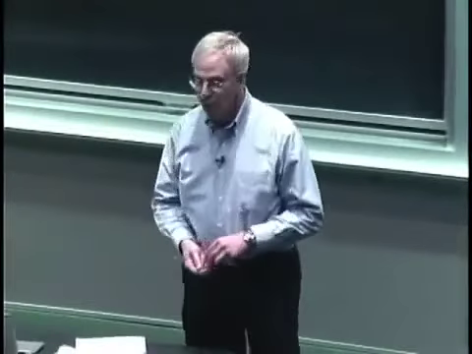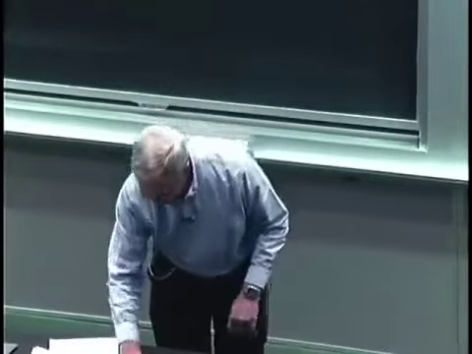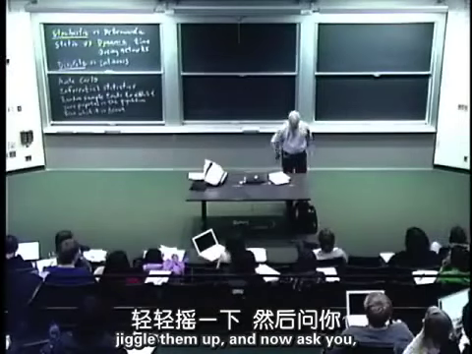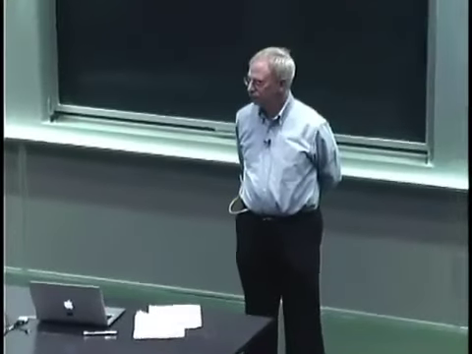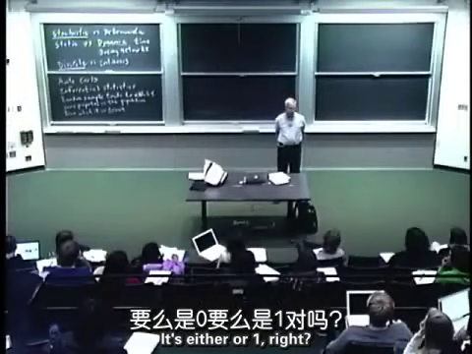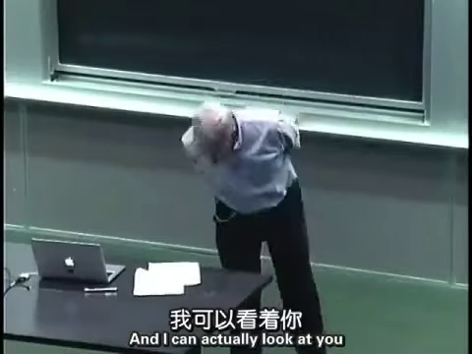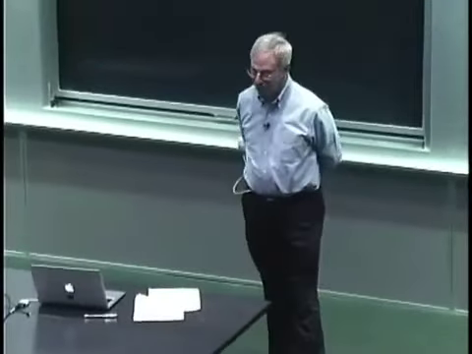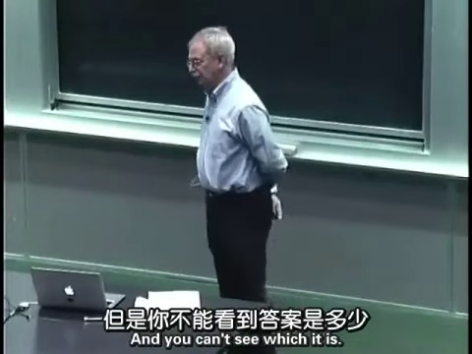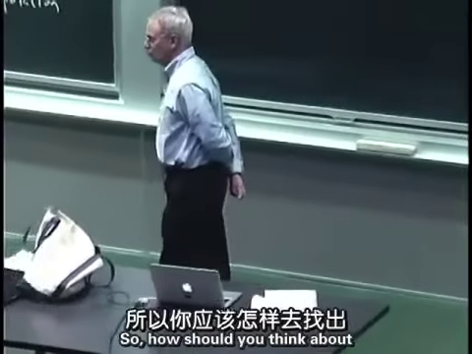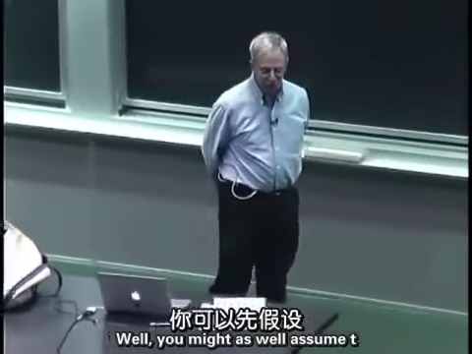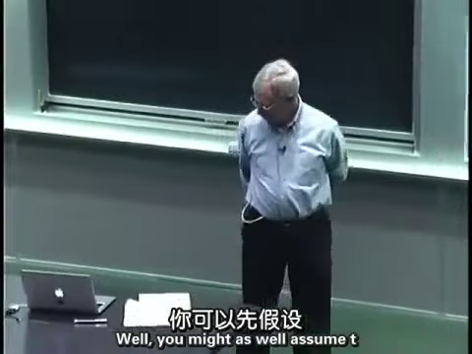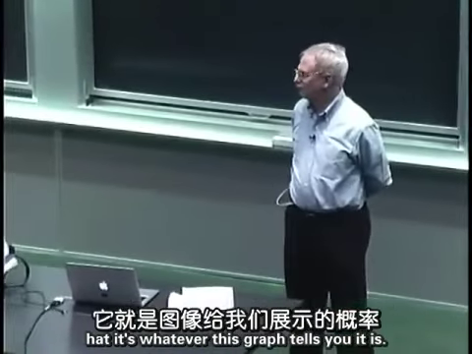All right, so I'm going to take these 3 pennies, jiggle them up, and now ask you, what's the probability that all 3 of them are heads? Anyone want to tell me? It's either 0 or 1, right? And I can actually look at you and tell you exactly which it is. But you can't see which it is. So how should you think about what the probability is? Well, you might as well assume that it's whatever this graph tells you it is.